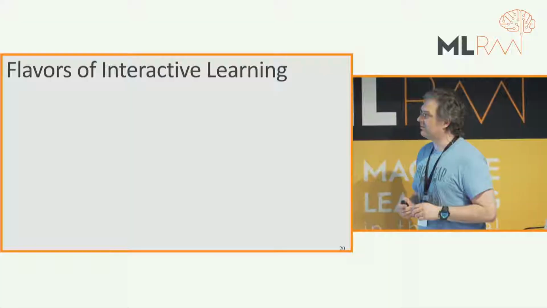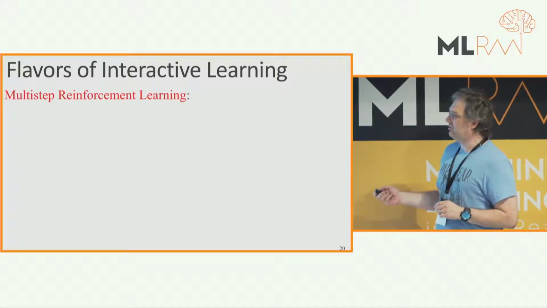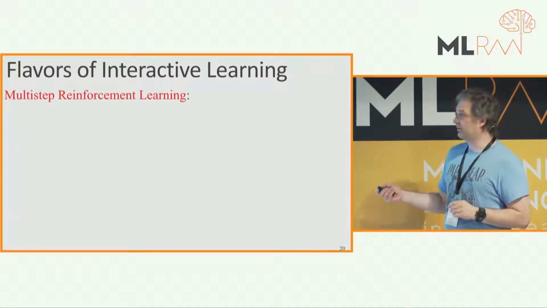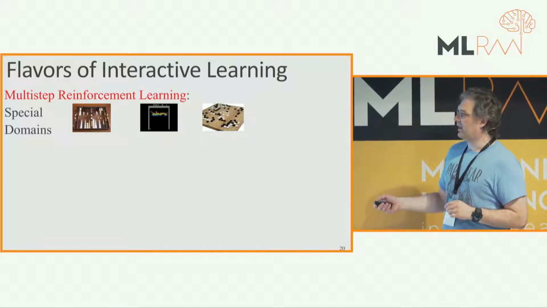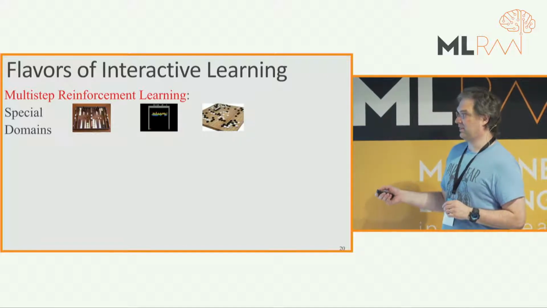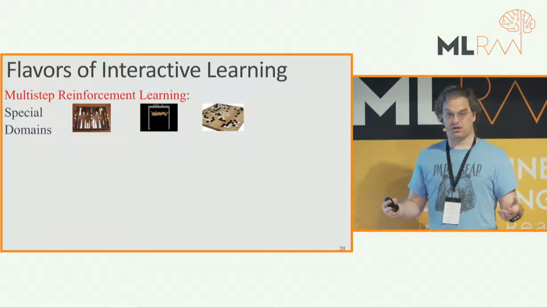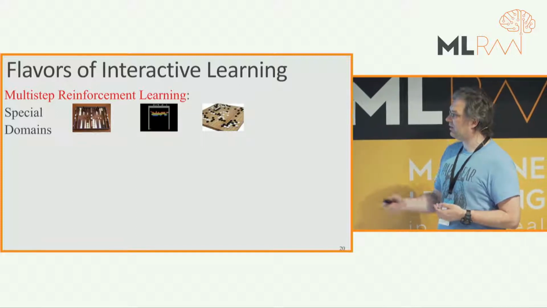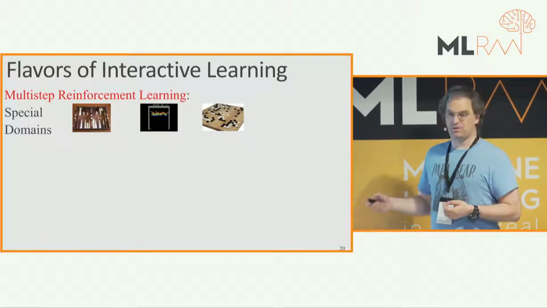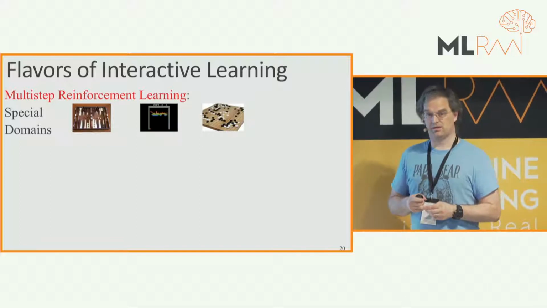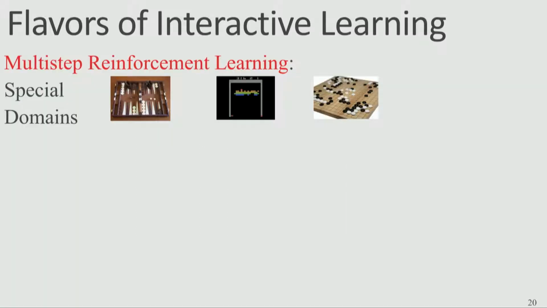Okay, so there's these two different flavors. There's the multi-step reinforcement learning, where you have these special domains, typically simulated, where people have managed to solve games very well. This is backgammon, which was actually solved in the 1990s by Jerry Tesauro using reinforcement learning. This is Atari, and this is Go. These are the big ones that people have seen in the news and whatnot.